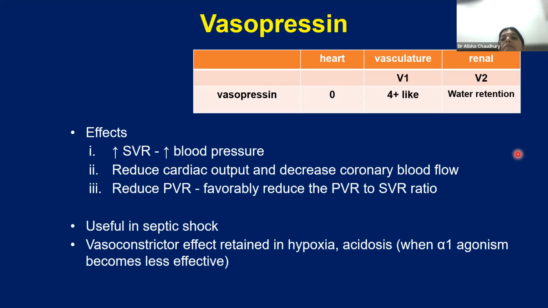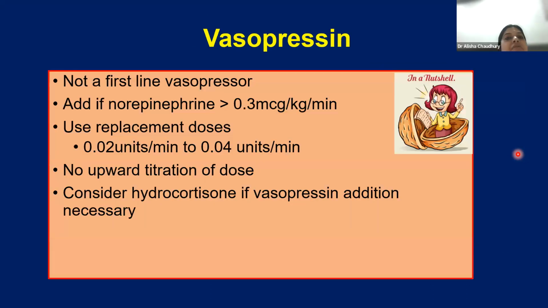But since it's a very potent vasoconstrictor, we have to be careful because this vasoconstriction can lead to a lot of visceral ischemia. So it is not a first line vasopressor. If your NORAD doses are going more than 0.3 mcg per kg per minute, you can use this as a supplement then. Replacement doses are 0.02 or 0.04 units per minute. There's no upward titration of dose. Once you have started vasopressin, you may also need to add steroids.